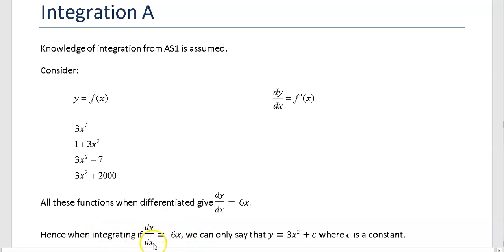Hence, when integrating, doing the opposite, so integration is the opposite of differentiation. So if you integrated 6x, it would take you back to y is equal to 3x squared plus c. So if you have a look at a few of these, here the c would be 0, here the c would be plus 1, here the c would be negative 7, and here the c would be positive 2000. So we don't know what the c is. It's called our constant of integration.